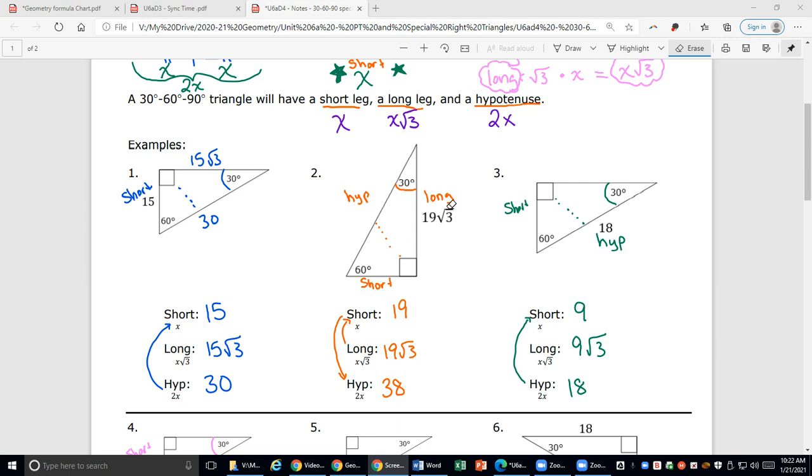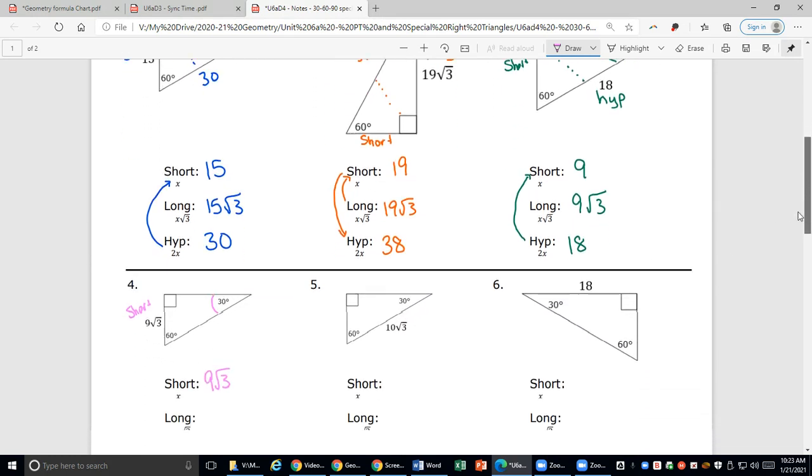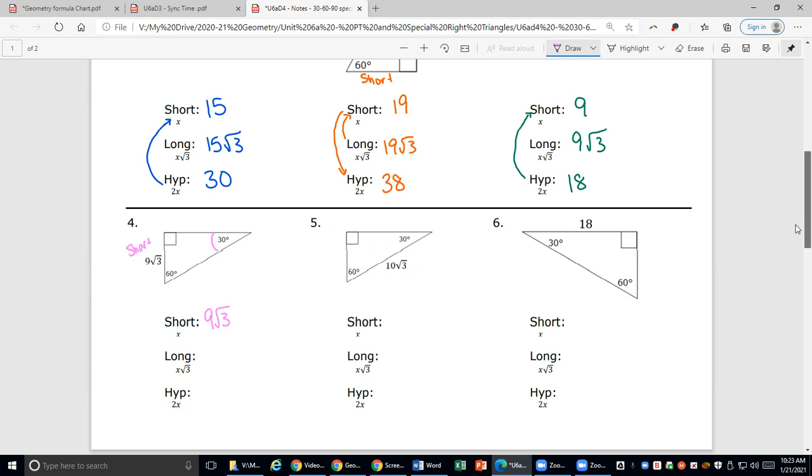Hi, welcome back. So in the last video, we looked at applying the short leg is x, the long leg is x square root of 3, and your hypotenuse is 2x. And we said once you have them written in order, you can check because you can make sure it's x, x square root of 3, 2 times x. So 15, 15 square root of 3, 2 times 15. 19, 19 square root of 3, 2 times 19. 9, 9 square root of 3, 2 times 9. Okay, so each time.